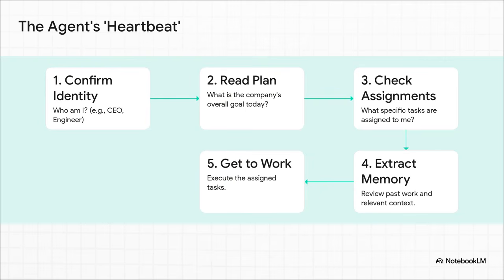Paperclip solves this Memento Man problem with a concept called the heartbeat. It's basically a startup checklist that every single agent runs through the moment it begins a task. It's a series of instructions that forces the agent to get its bearings. Okay, confirm my identity, read the company plan, check my specific assignments, extract my memory of past work. And only then does it get to work. This provides a structure they absolutely need to be consistent.